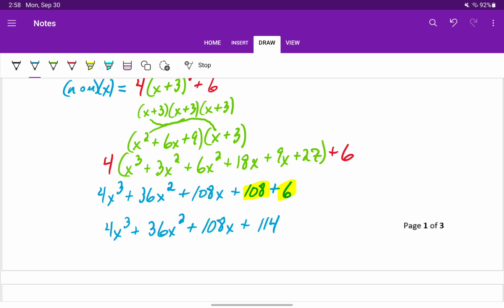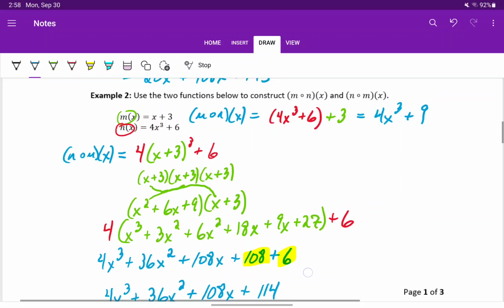So a fair amount of work there with expanding out that cube, but the same idea applies. Whatever function comes second, we take that and we substitute it into the other function. And then the rest of that is just algebra to expand and simplify.